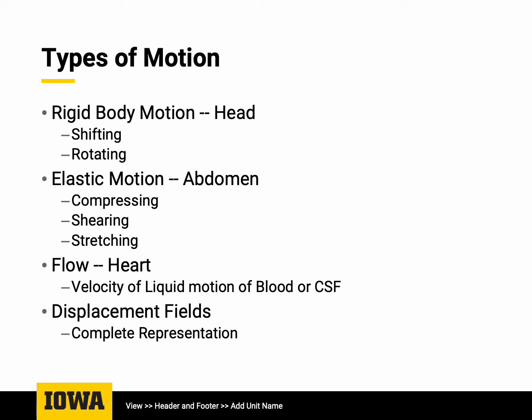As far as flow goes, velocity from liquid motion is usually seen by 1 or 2 different parameters, which helps to model the blood or the CSF in a patient. These would be optimally viewed in a complete representation through what's called a displacement field, which shows how each particle would move. These are, however, not always able to be produced.